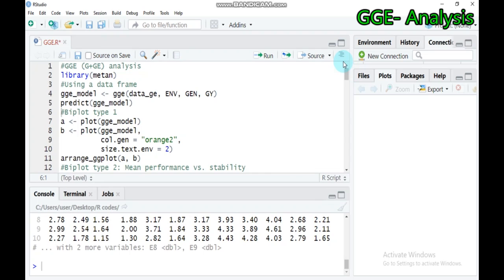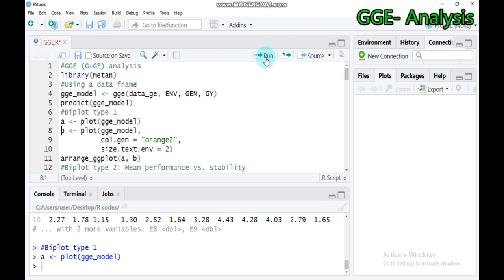Then let's go back to the GGE plot. The genotype plus genotype-environment interaction biplot uses the function plot. In order to create the biplot, you have to type this plot, and it is used to generate a biplot using as an input the fitted model of GGE. So if you type this one and run it, you will get the biplot.